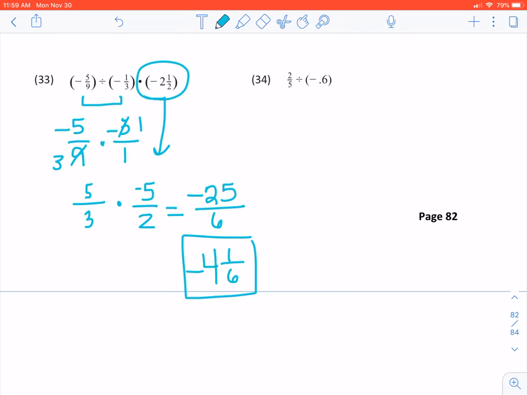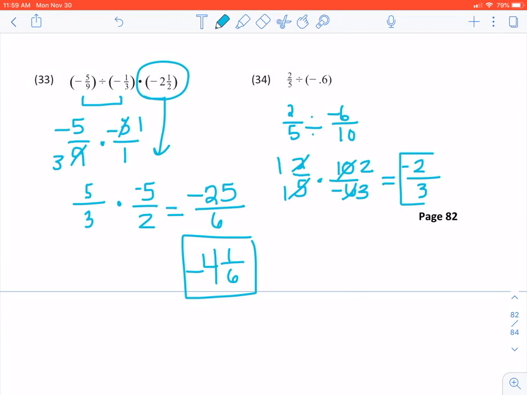All right, and next one, we're going to do division. Now, we can't divide a fraction and a decimal. So I'm going to change that decimal into negative 6 over 10. Now I'm going to do leave, change, flip. I'm going to cross cancel. So after I cross cancel, I can multiply. 2 times 1 is 2. 1 times 3 is 3. Now they are opposite signs, which means I'm going to get a negative answer. And that's it for our review.